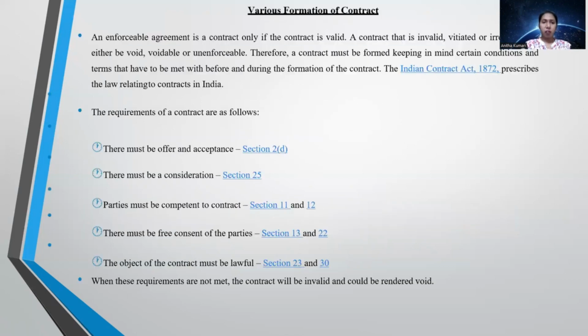The formation of a contract. An enforceable agreement is a contract only if the contract is valid. Valid means acceptable by the law. The requirements of a contract are as follows. There must be an offer and acceptance. There must be a consideration. Parties must be competent to contract. There must be free consent of the parties. The object of the contract must be lawful.